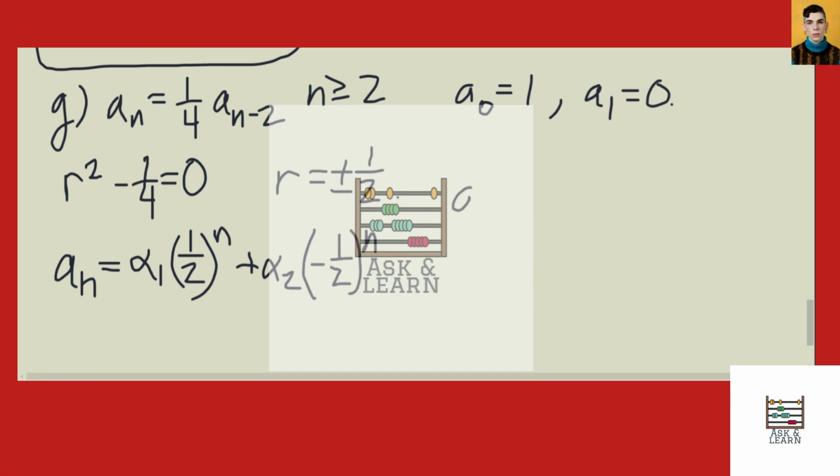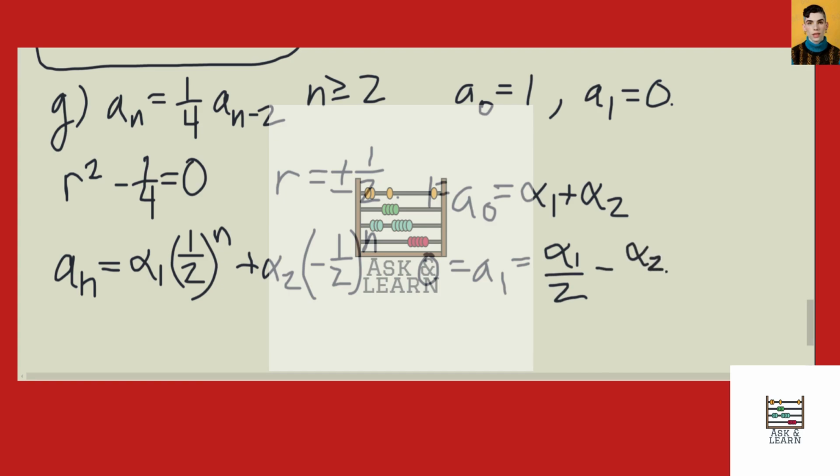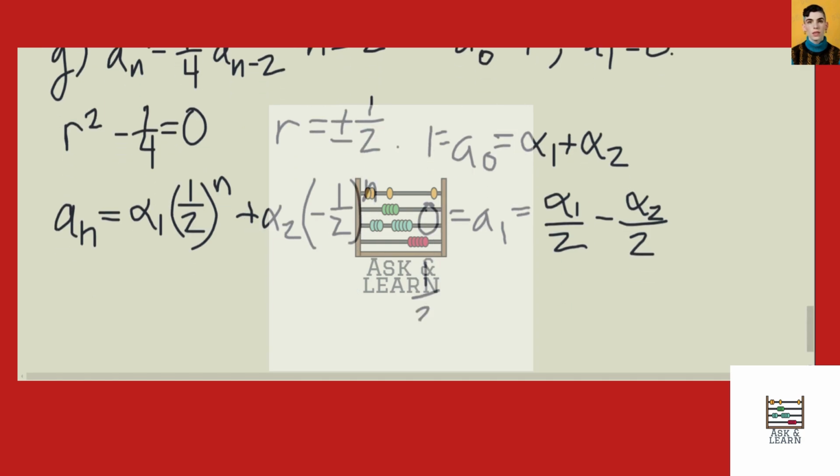And using our initial conditions, we have that 1, which is a_0, is equal to alpha 1 plus alpha 2. And we have that 0, which is a_1, is equal to alpha 1 over 2 minus alpha 2 over 2. So if we add half of the first equation to the second, we get that 1/2 is equal to alpha 1, and therefore by back substitution, alpha 2 is equal to 1/2.